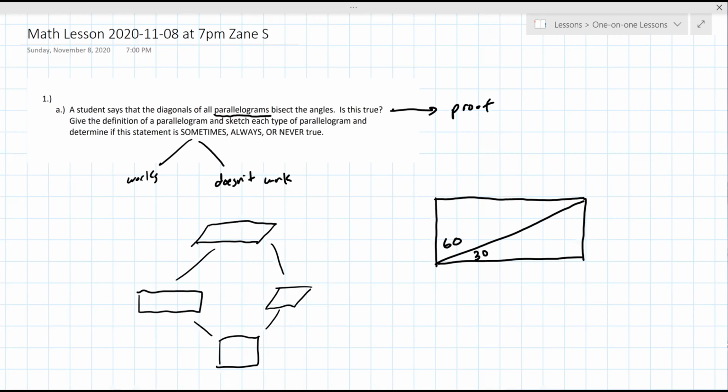What's an example of when it does work? It's a square. So that's a sometimes. Okay. What's critical though is that you understand that for it to always be true, it's a proof. If it's never true, you're gambling a little bit that there is no counterexample that you haven't thought of.